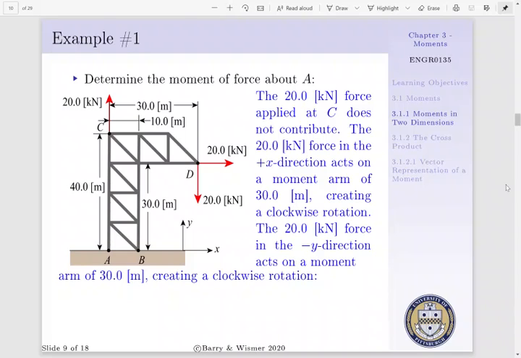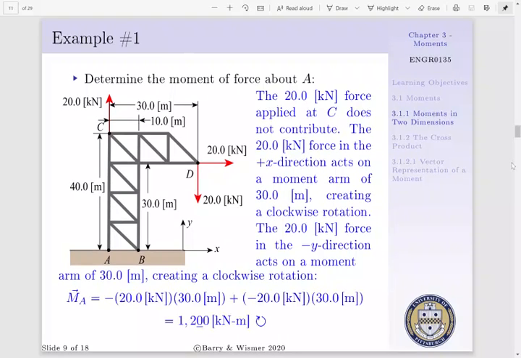Now if we look at the other 20 kilonewton force that's acting in the minus y direction, it's acting on a moment arm of 30 meters as well. That is, if we curled our fingers from our 30 meter moment arm in the direction of our 20 kilonewton force, pointing in the minus y direction, once again our thumb is pointing into the page, and we'd have a negative moment. Therefore, calculating the moment of force about point A, we have minus 20 kilonewtons times 30 meters plus minus 20 kilonewtons times 30 meters, where now our moment of force about point A is equal to minus 1200 kilonewton meters, and its direction of rotation is clockwise, i.e. in the minus k hat direction.